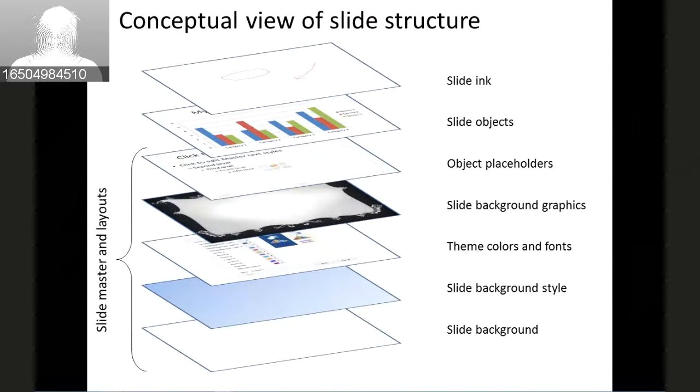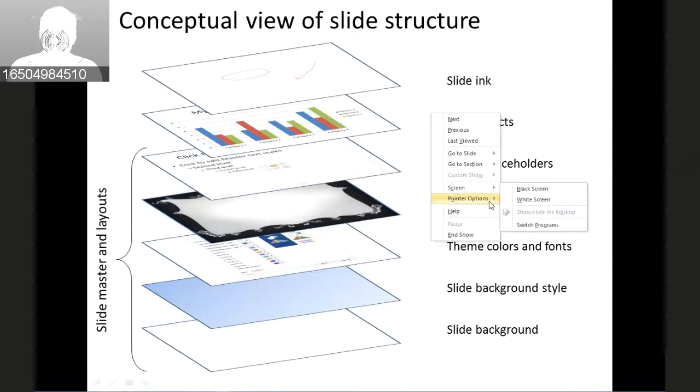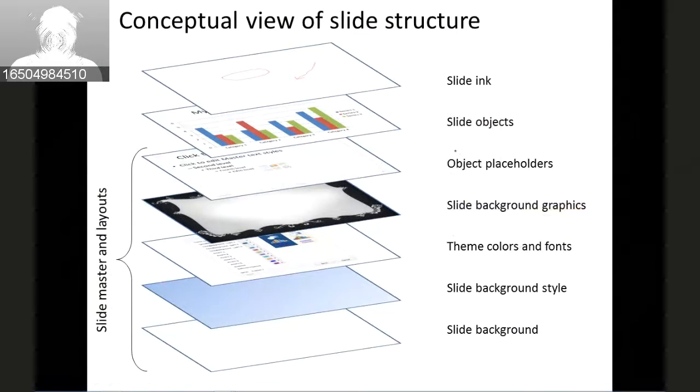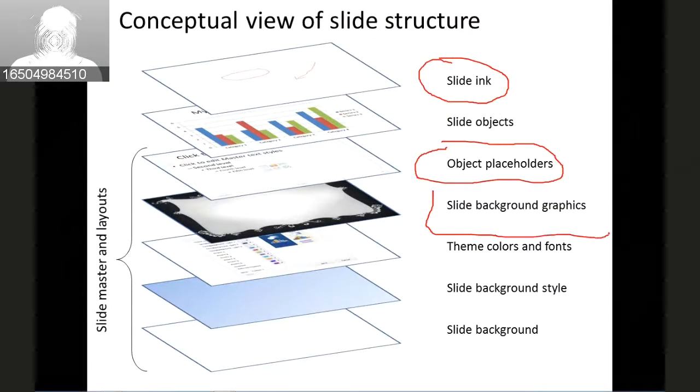Let's see, I'll do a quick demo of this. At least I think I can. Yeah, if I do a pointer option and go pen, I can add ink to the slide. And this is actually another layer on top of the presentation. Unless you've got a pen, though, and a tablet, you're not going to get very good drawings out of it. But that's slide ink, and that's the final layer, really, of this.